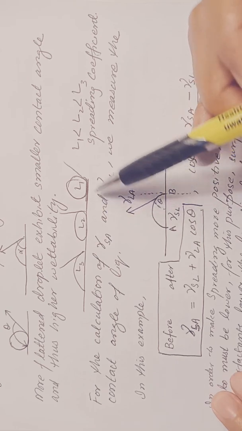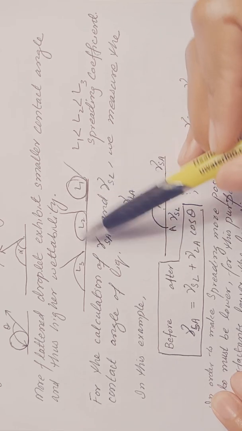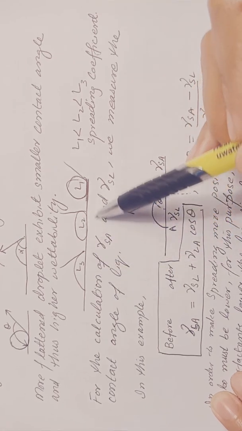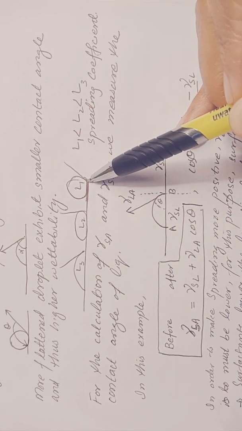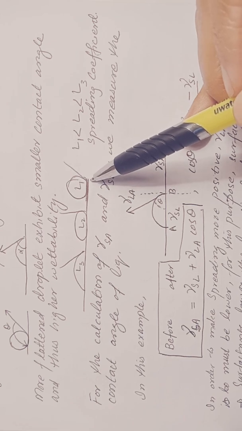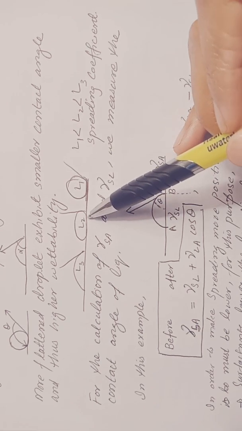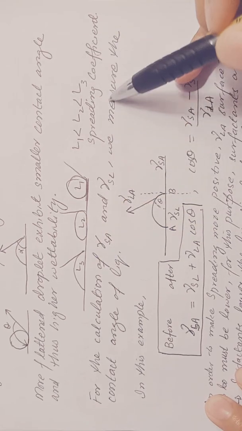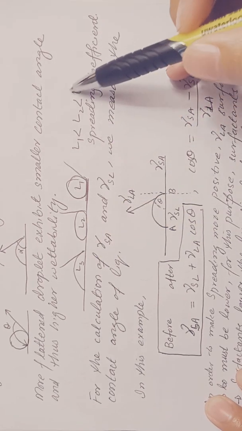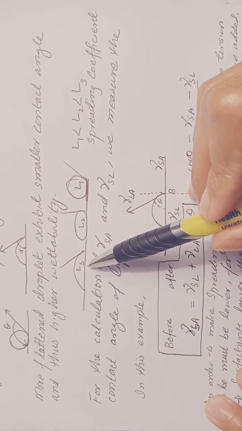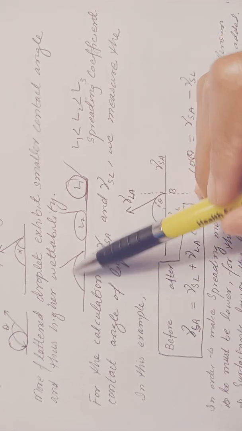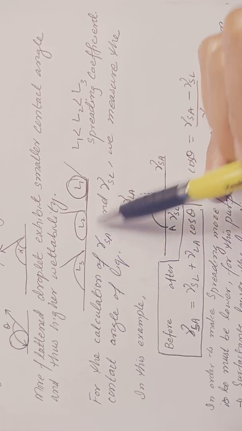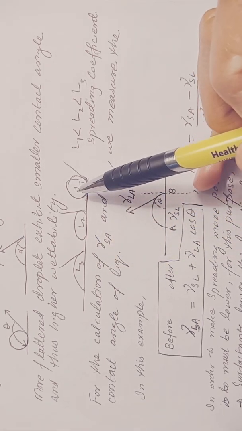Here we have examples of three droplets: liquid 1, liquid 2 and liquid 3. This one has the highest angle, this one has an intermediate angle, and this one the lowest. So the spreading coefficient value will be highest for liquid 3, as we can see it spreads on the surface better than this one.